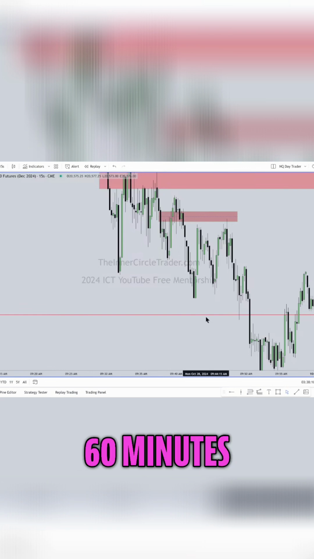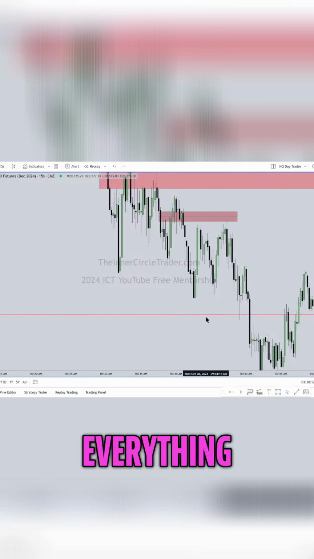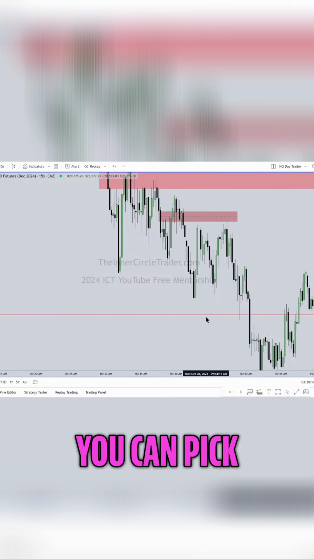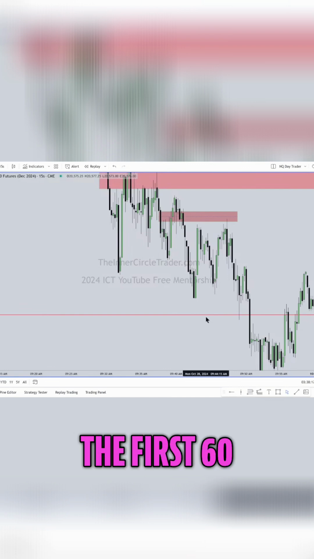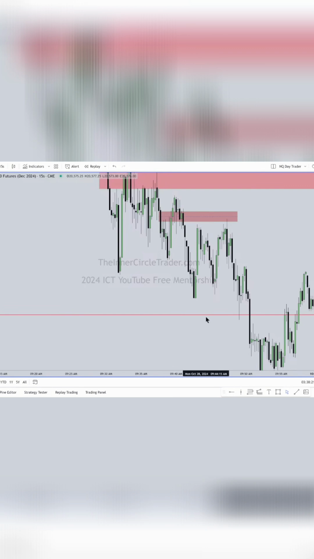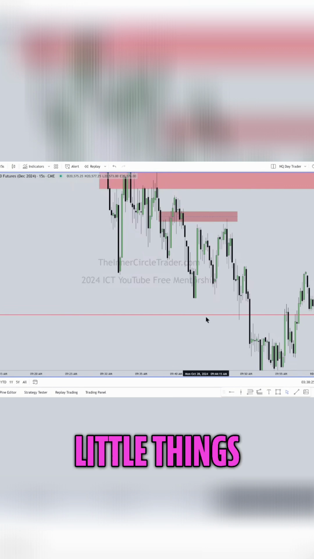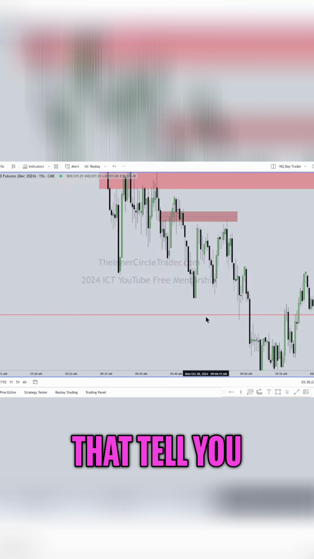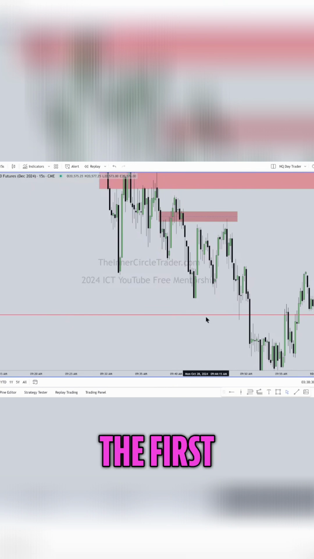30 minutes and 60 minutes. And after that, you have everything you need for the daily range to be defined. You can pick the high and the low of the day after the first 60 minutes. The first 30 minutes, based on how price is delivered, you can get the high or low of the day based on that. But there's certain quirky little things that I'm going to reveal that tell you when to use the first 30 minutes versus the first hour to get the daily high and low within 3 ticks.